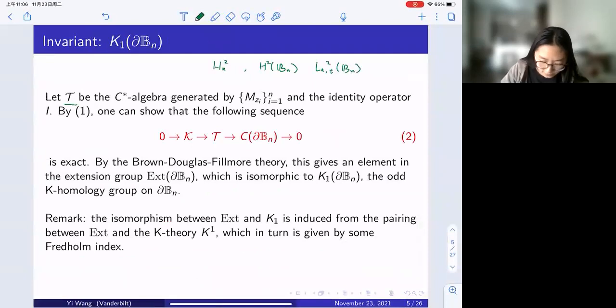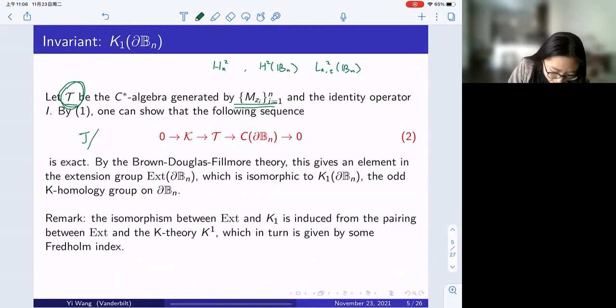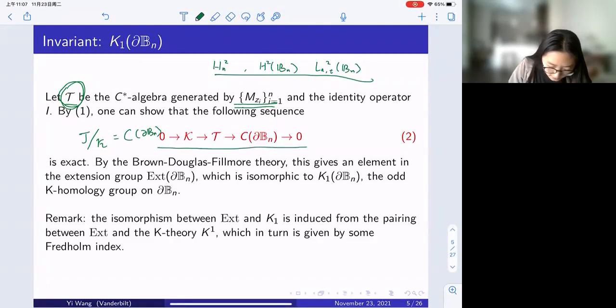So for that reason, if we take this C-star algebra generated by those and take the quotient over the compact operators, then you will get a commutative C-star algebra. And the commutative C-star algebra is just C(X). In these particular cases, you can prove that the X here is actually just the unit sphere. That gives us an exact sequence like this. Here, the map from K to the Toeplitz algebra is given by the embedding, and this one is by the quotient.